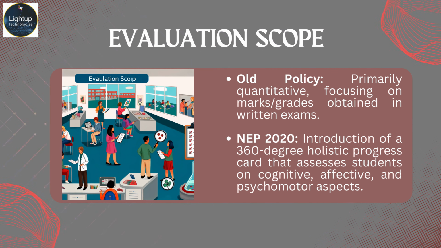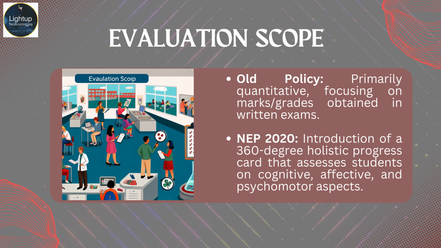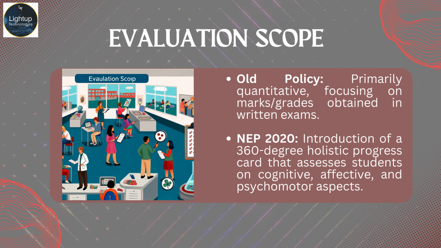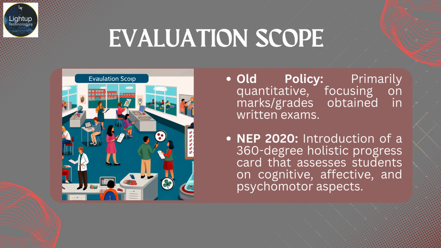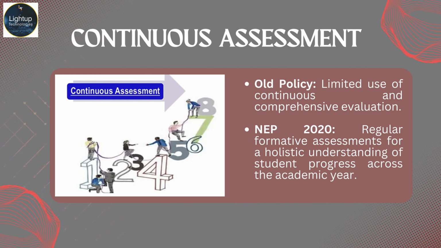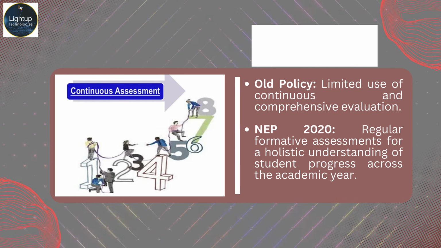New Education Policy 2020, introduction of a 360-degree holistic progress card that assesses students on cognitive, affective, and psychomotor aspects. Continuous assessment. Old policy, limited use of continuous and comprehensive evaluation. New Education Policy 2020, regular formative assessments for a holistic understanding of student progress across the academic year.